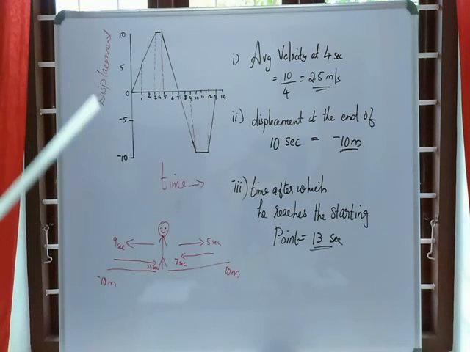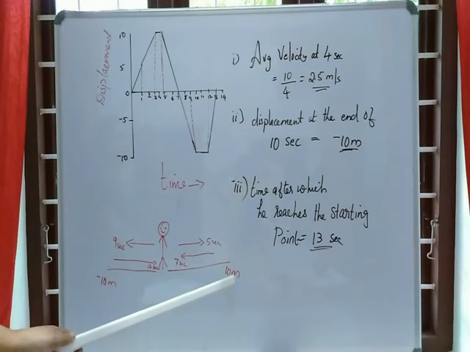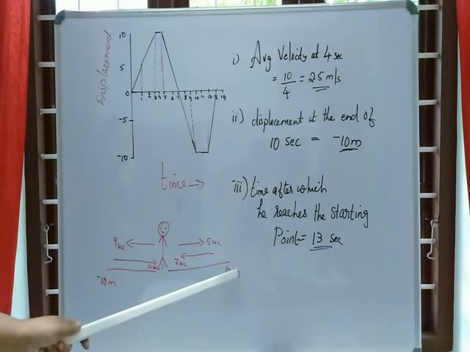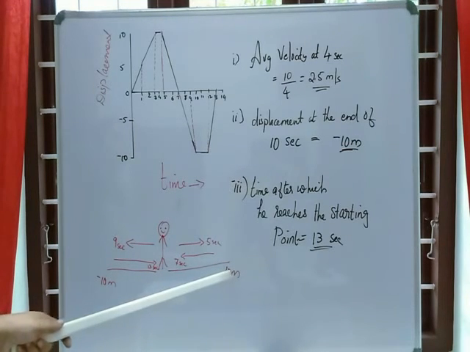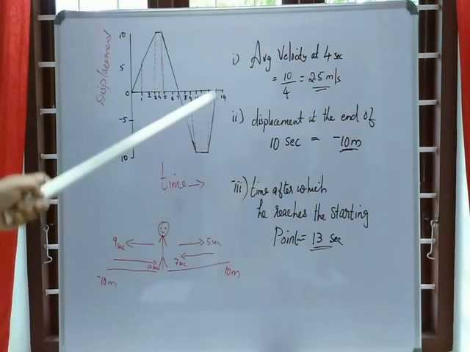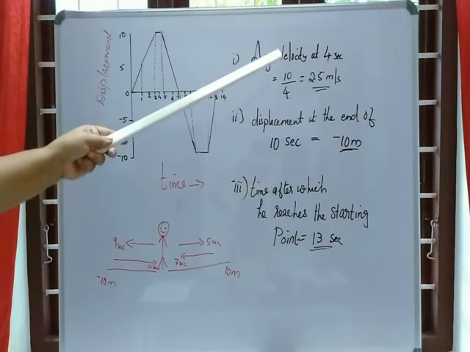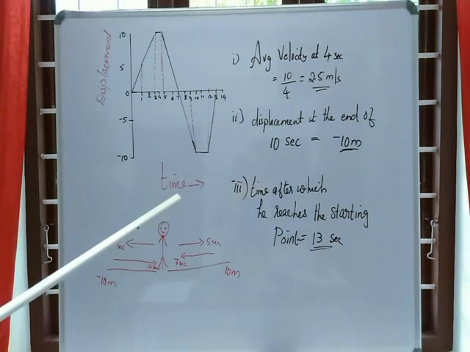You should understand the graph properly. A cyclist starts from the original position, goes in the forward direction for 10 meter and returns back. Again he goes in the opposite direction and returns back. It is shown in the graph. From the graph, you are asked to calculate the velocity at the fourth second.